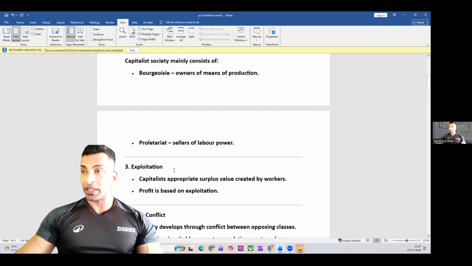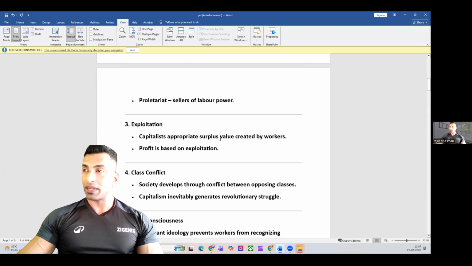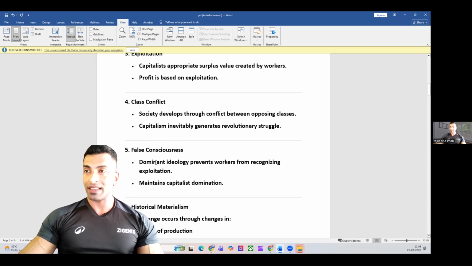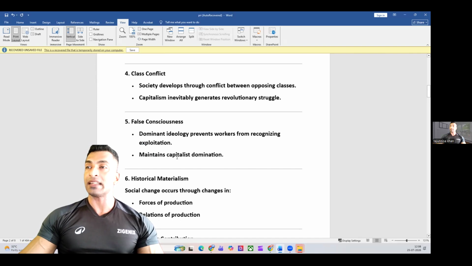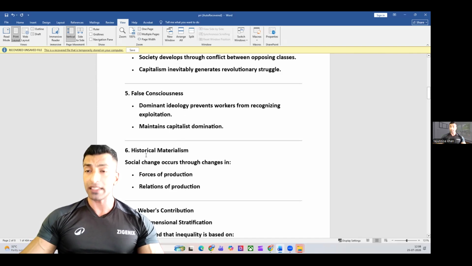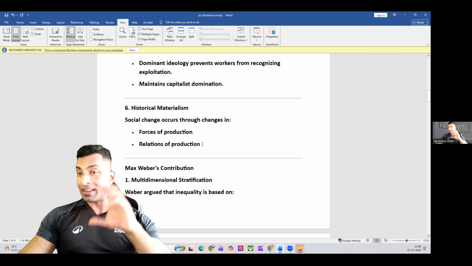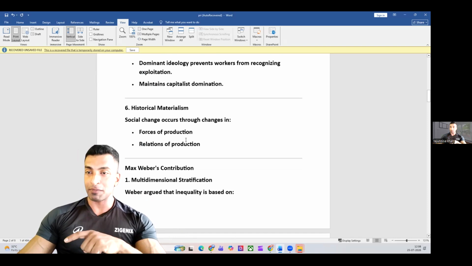Okay, then exploitation, you can say capitalists appropriate the surplus value which is created by the workers. Exploitation is there, profit is based on exploitation and all. Class conflict, you can talk about false consciousness, right? The dominant ideology prevents the workers from recognizing the exploitation, and that maintains the capitalist domination. Then historical materialism. So you can talk about relations of production, forces of production, etc. Again, since it is a 20 marker only, I have discussed this much dimension. If it is a 10 marker, accordingly, you need to manage.